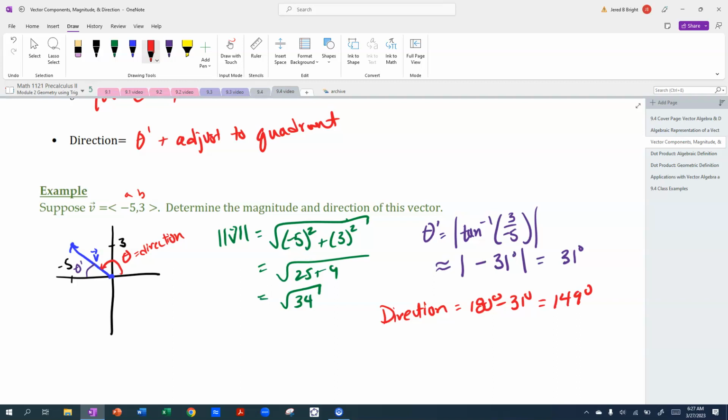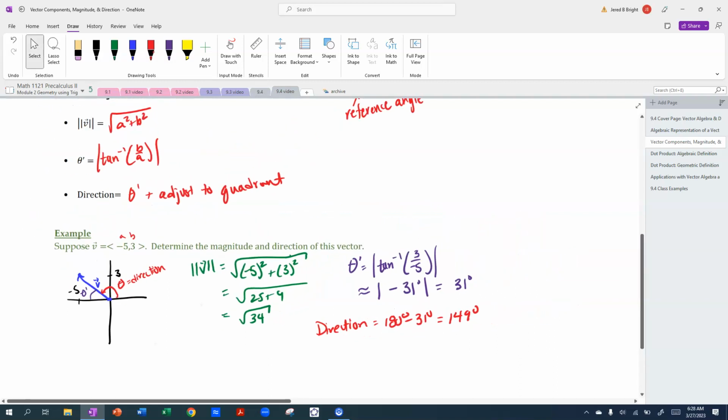So that's what I mean by find theta prime using tangent inverse of b over a, and then adjusting it to the correct quadrant. Sometimes, particularly if you're in quadrant 1, you are just fine if you do the angle or your direction as tangent inverse of b over a. But I think this is a more general case where we have to do a little bit more geometry and work through some finer details.